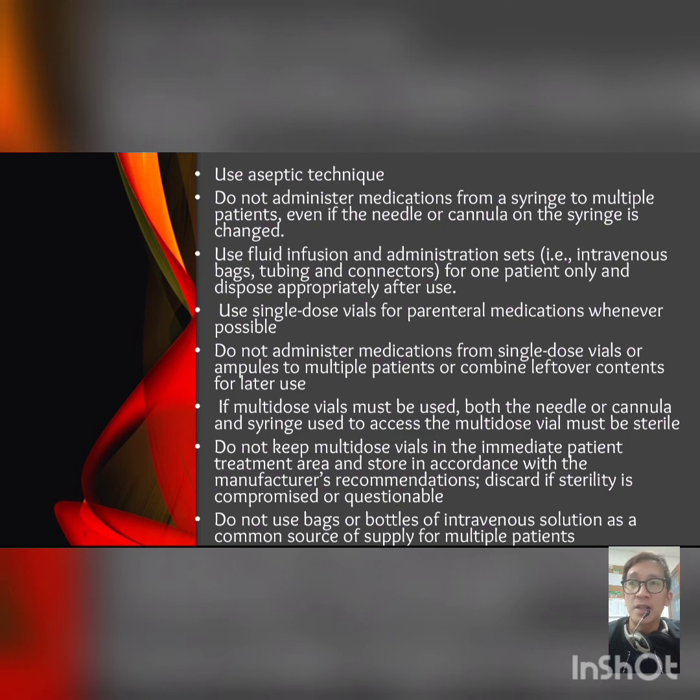If multi-dose vials must be used, both the needle or cannula and the syringe used to access the multi-dose vial must be sterile. Do not keep multi-dose vials in the immediate patient treatment area, and store them in accordance with the manufacturer's recommendation. Discard if sterility is compromised or questionable. Lastly, do not use bags or bottles of intravenous solution as a common source of supply for multiple patients. You need to use a single-use or 10 cc prepared sterile solution or saline solution for dilution of your medication.